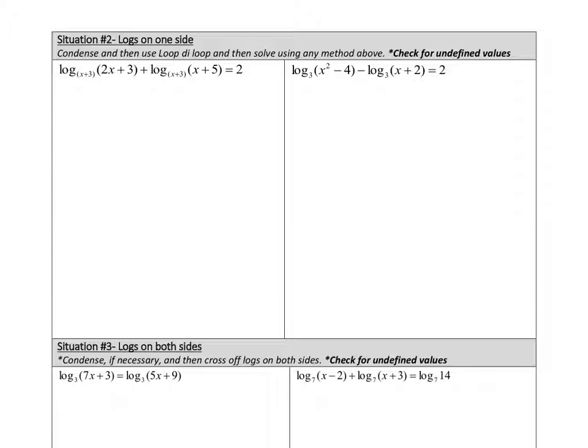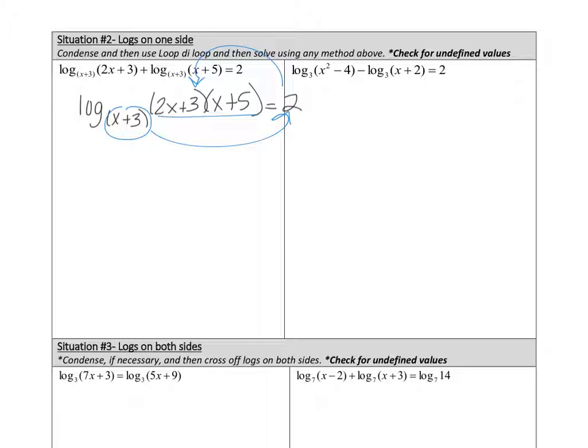So we're going to condense. Which property uses addition to expand? You should be saying multiplication. So let's condense this to log base x plus 3 of 2x plus 3 times x plus 5 equals 2. So I took this addition problem and made it into a multiplication into one single log. Now we're going to rewrite this using the loop-de-loop. So this all is that. So this becomes x plus 3 squared equals 2x plus 3 times x plus 5.